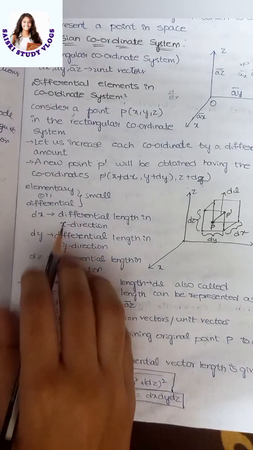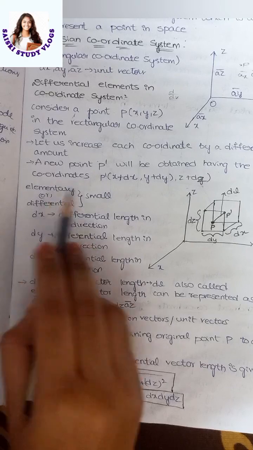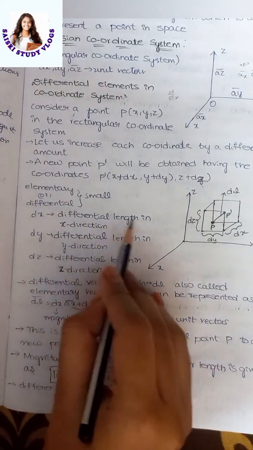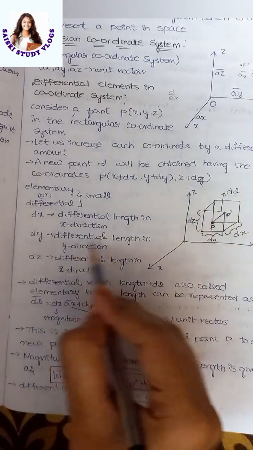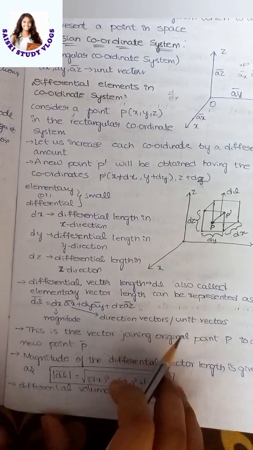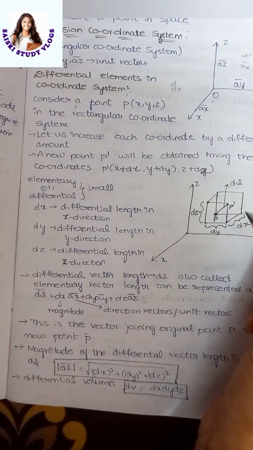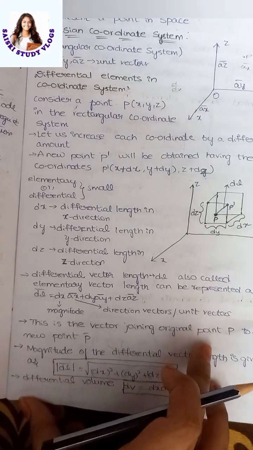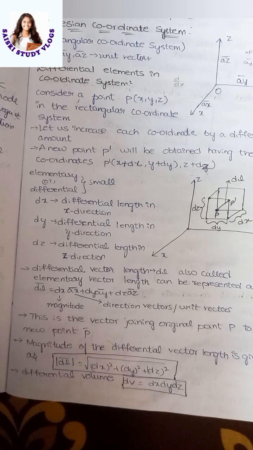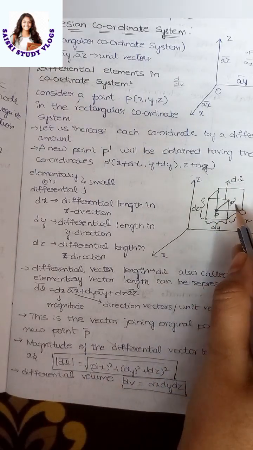That is what we have written here, the dx. The differential change is also known as elementary change. It is nothing but a small change. dx is the differential length in the x direction, dy the differential length in the y direction, and dz the differential length in the z direction. So here we got how these axes are changed with a small change. Now let us know the magnitude and the direction of these axes after changing from point P to P dash.